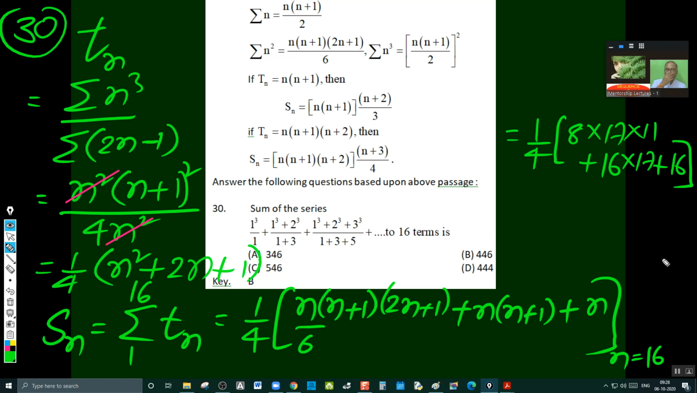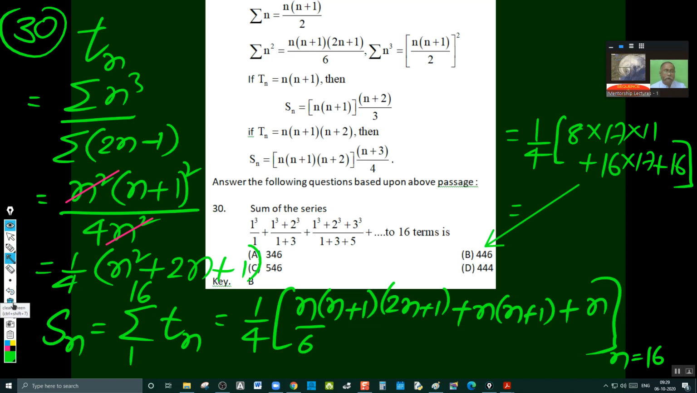1 by 4 is out of the brackets. 88 into 17, and 446. And in the numerator 10704 comes. He's saying 446. Just check it out. Simple only. Only thing to be revised is that Sn is sigma Tn. Sn is sigma Tn, please. Okay, let's move on to the next question.